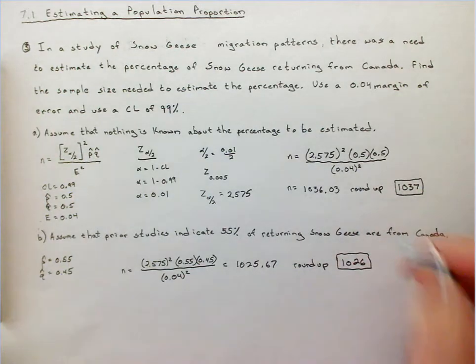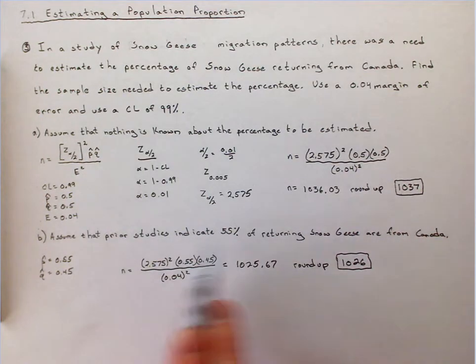And there's a difference between the two based off of having that prior information that indicates 55% of returning geese are from Canada. Okay guys, that is how to find your sample size. Please watch the publisher's videos, critically think and structure your homework, and good luck on your homework in 7.1.